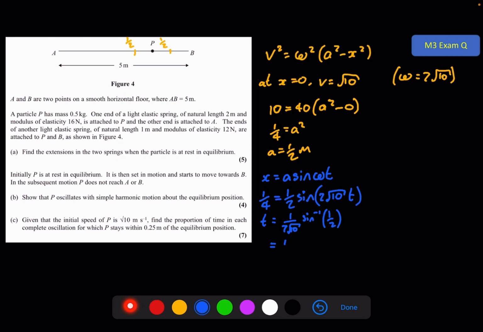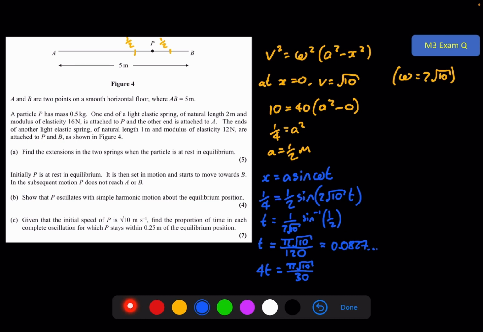If I write that in exact form, we get pi root 10 over 120, which is equal to 0.0827 dot dot dot. And that is just the time it takes to get from O to 1/4 of a meter. But in a full oscillation it does that 4 times: once on the way out here, then on the way back here, then again on this side, and again on the way back here. So we want 4 lots of this. So 4t is equal to pi root 10 over 30.